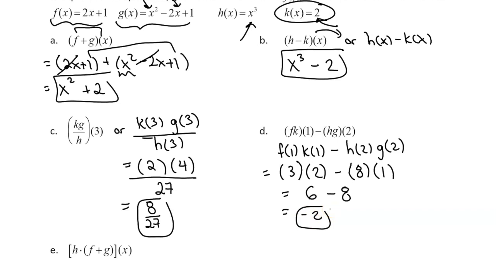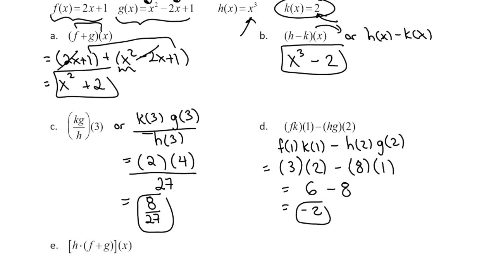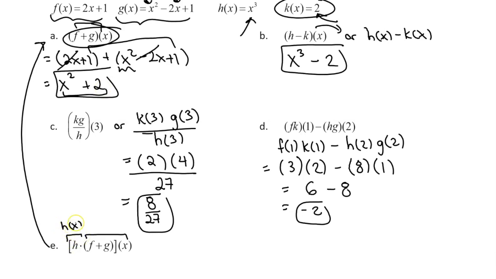And then finally for our last one here, it's saying, well, what would you get if you had h of x times f plus g of x? And we could do this entire question from scratch, or we could say this. I actually know most of the answer because in part A, we solved f plus g of x. And f plus g of x was just x squared plus 2. So if we just have x squared plus 2 and you times that by your h of x that's in front of this, our h of x is just going to be x cubed.